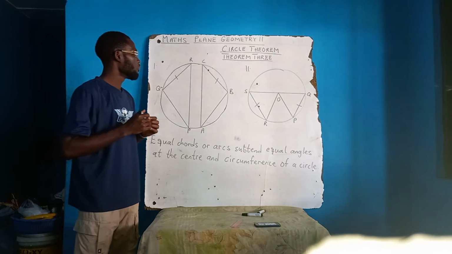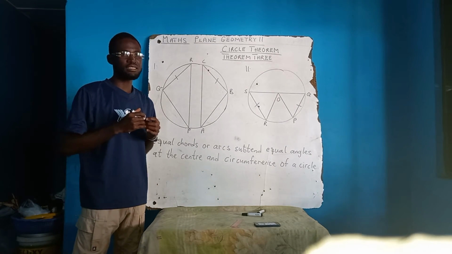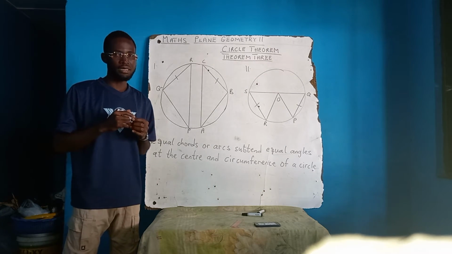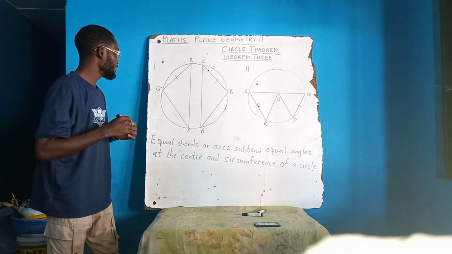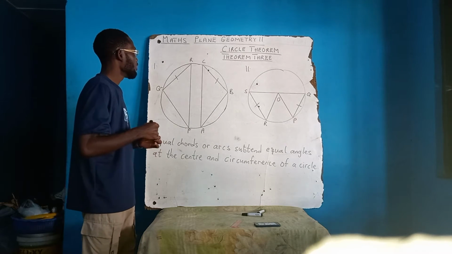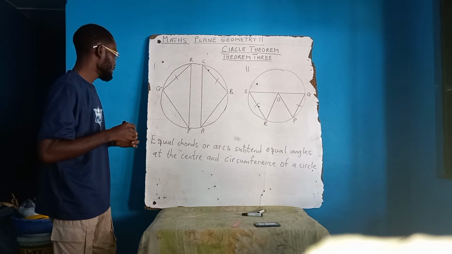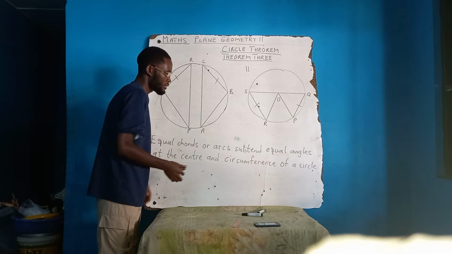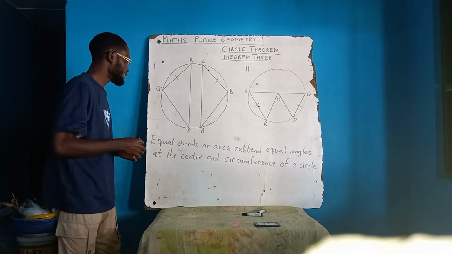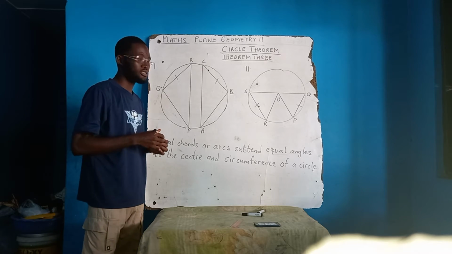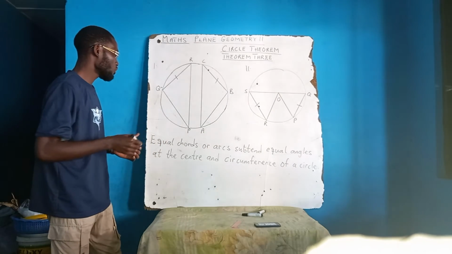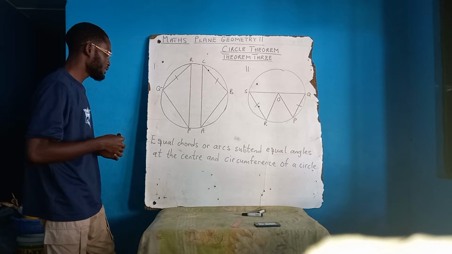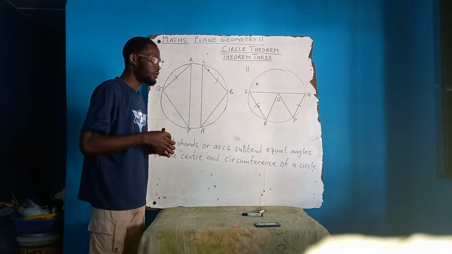Alright, so without wasting much time, we'll set sail and deliberate over the theorem to see how well we can understand this. Okay, so theorem 3 of plane geometry 2 states that equal chords or arcs subtend equal angles at the center and circumference of a circle. So equal chords or arcs subtend equal angles at the center and circumference of a circle.